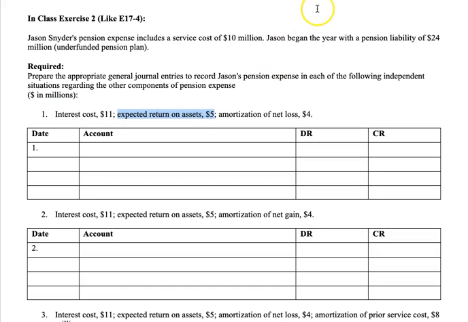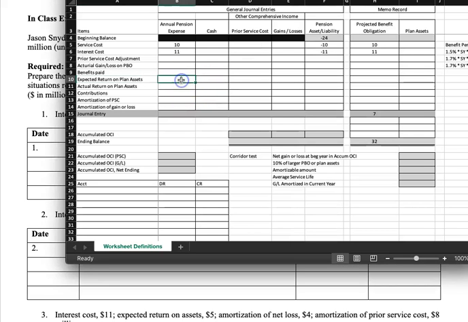Well, let's think about this. If our assets go up, would we debit or credit assets? Well, we would debit an asset to take it up, so that means the pension expense would receive the credit. So this actually reduces our expected return on plan assets. It's going to take it down, okay?